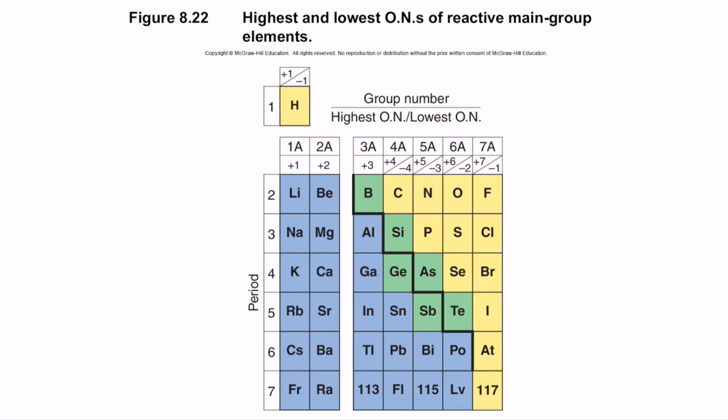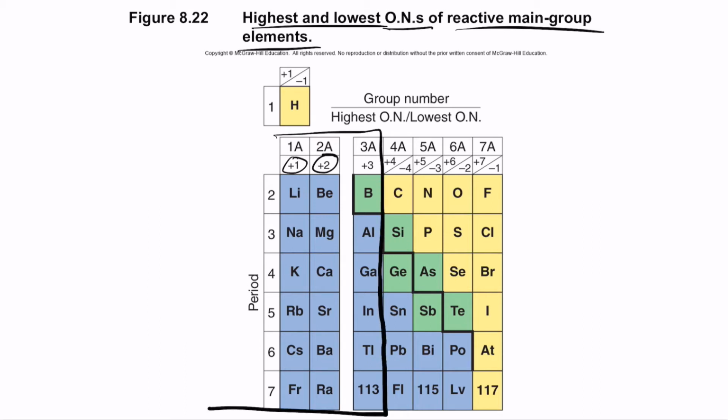Now, next let's talk about oxidation numbers. So oxidation numbers we generally use, high and lowest oxidation numbers of the main group elements are shown here. 1A group elements generally have an oxidation number of +1 and 2A generally have +2. The first three generally are always positive oxidation numbers. The reason mainly is because they are ready to donate electrons.